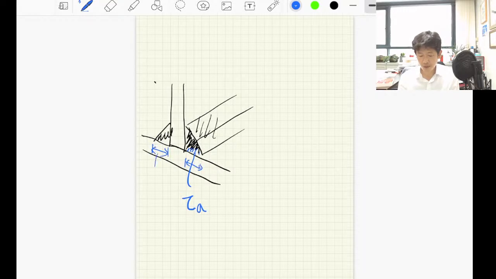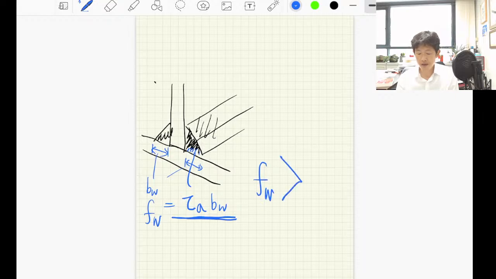For example, I want to say the BW, altogether, the BW. This is the shear flow provided by welding, isn't it? So to guarantee safety, the shear flow provided by the welding must be greater than the shear flow caused by the shear force, isn't it? That's how we design this welding.